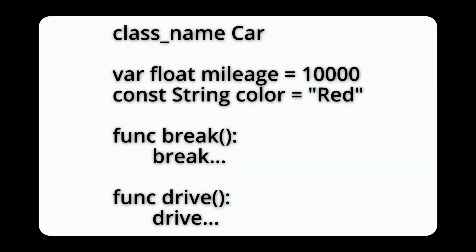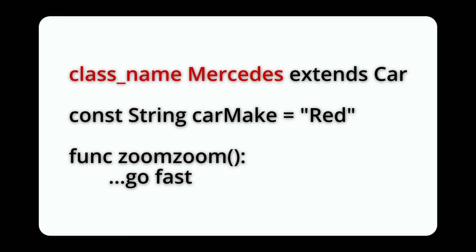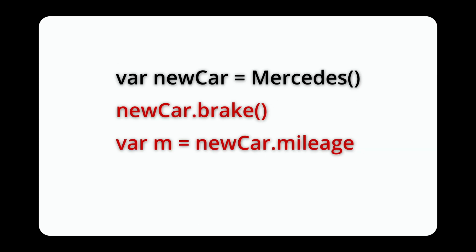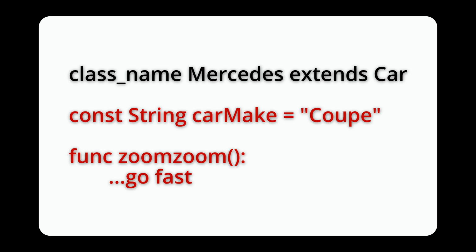A class can also extend another class. For instance, imagine we had a car class with the attributes of mileage, color, and functions brake and drive. We can then create a new class called Mercedes that extends or inherits the car class. This means that the Mercedes class has all of the attributes and functions of the car class, plus its own specific attributes and functions, such as the attribute car make and the function zoom zoom.